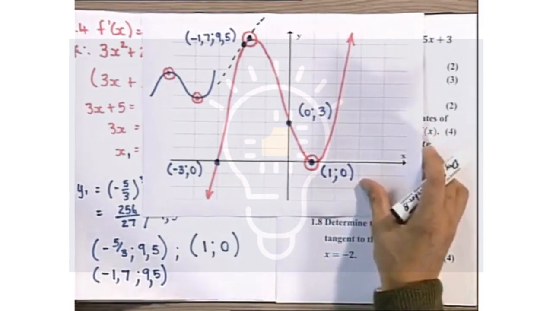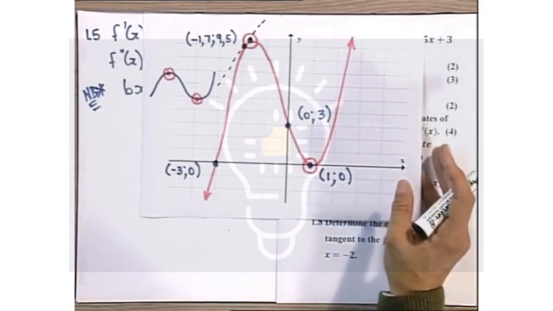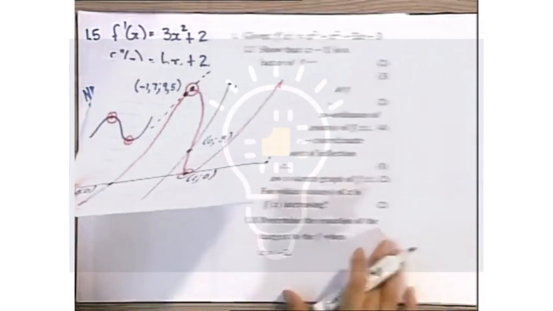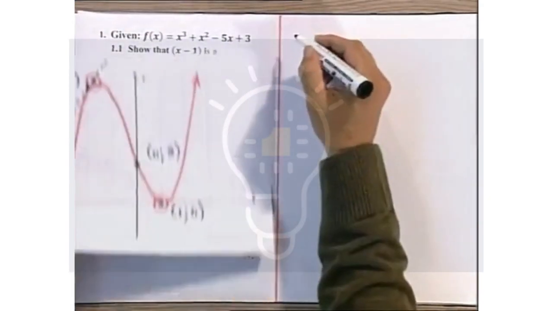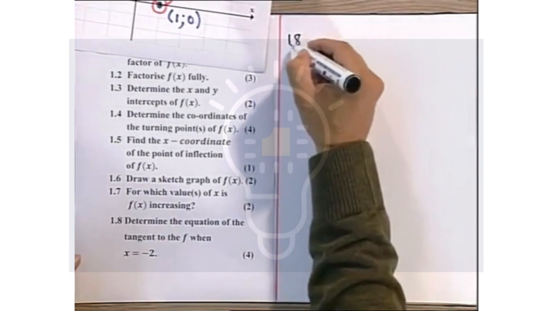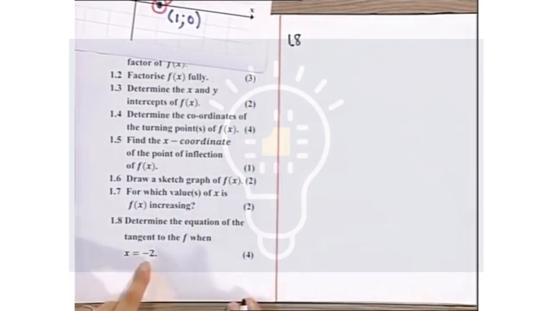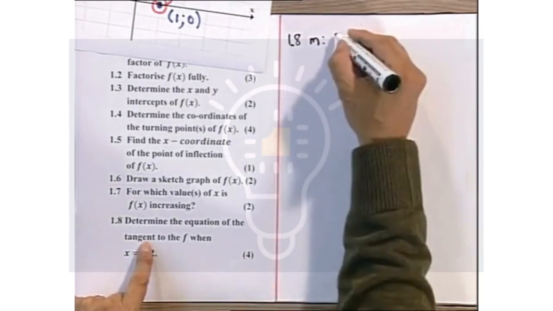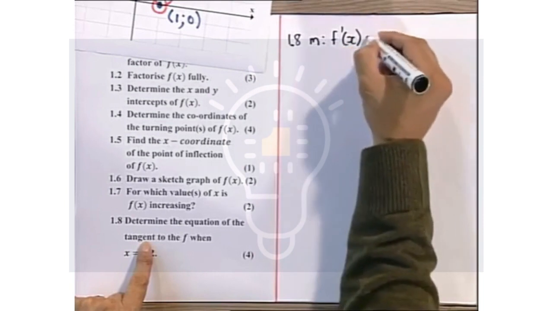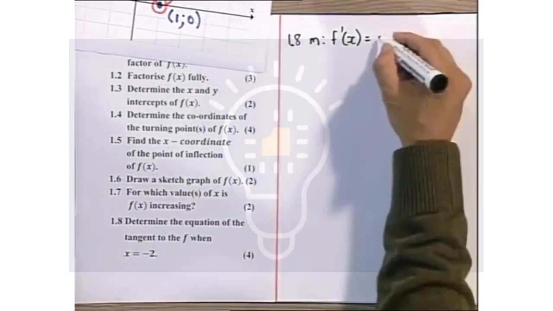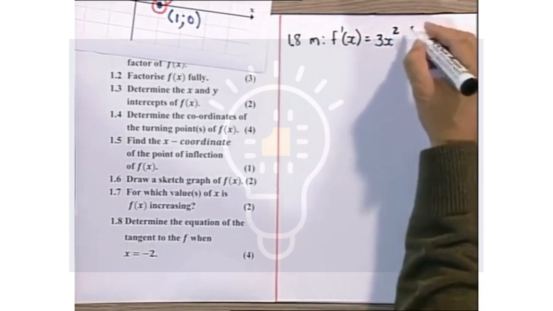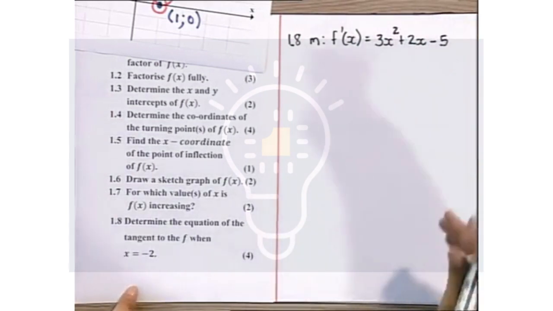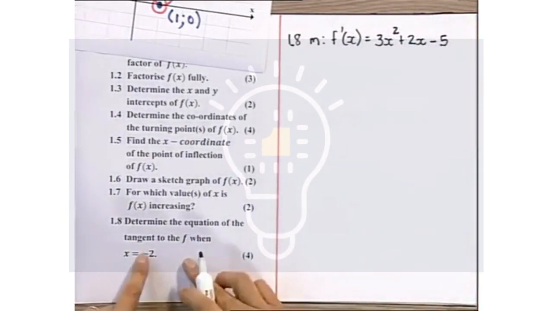So, to get the equation of a line, remember we need two things. We need a gradient and we need a point. How do we get the gradient? Let's reflect on that. To get the gradient, you will find f prime x, which we've calculated on two occasions. So f prime x is 3x squared plus 2x minus 5. That is how to get the gradient of a tangent.